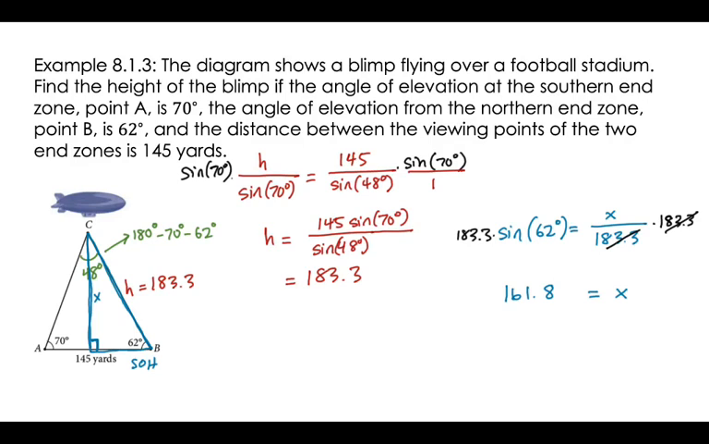All right, and since this is a word problem, I need some units. X is a distance, so I'm going to use the distance unit. That's 161.8 yards. It's the altitude of our blimp.